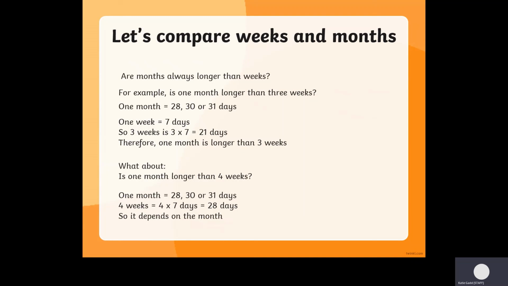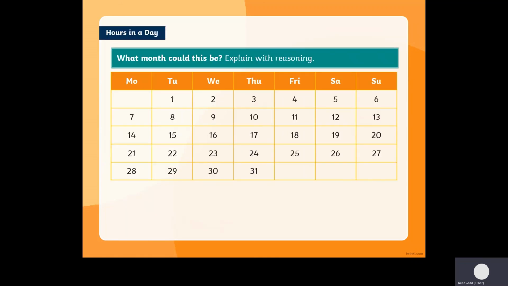So it depends on the month. If it's February, which is 28 days long, that's the same as 4 weeks. But if it's a leap year, when it has 29 days, we know that 1 month is going to be longer than 28 days. Okay, another reasoning question for you.